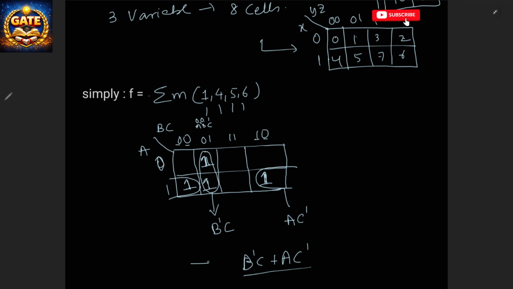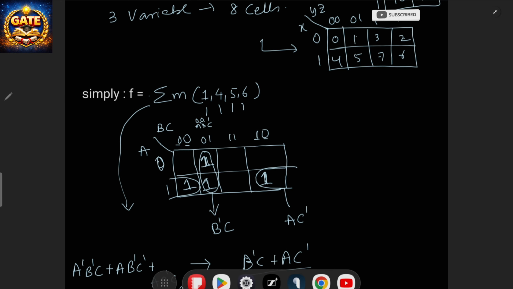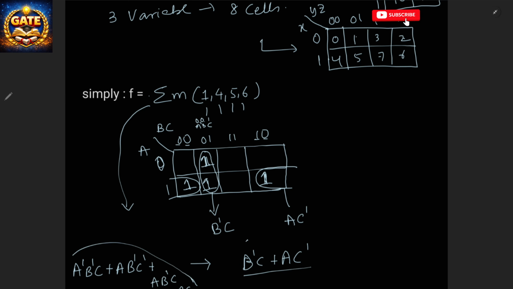If we didn't reduce this expression, the original expression according to this question would be: 1 means A dash B dash C, plus 4 means A B dash C dash, plus 5 means A B dash C, plus 6 means A B C dash. So this expression is reduced into two terms, so the number of logical gates will be reduced.